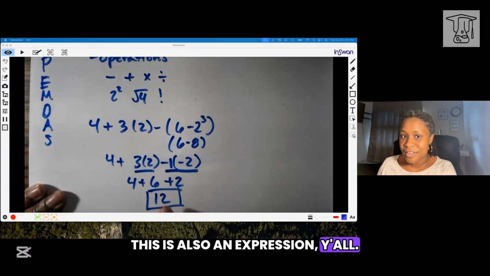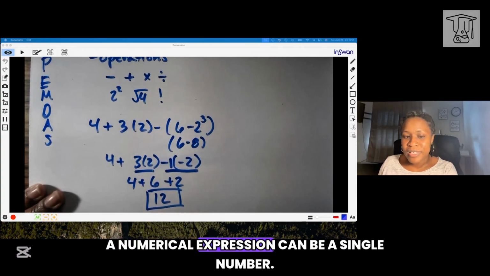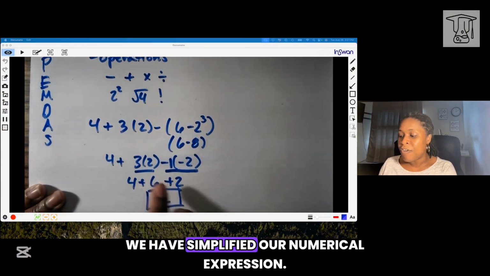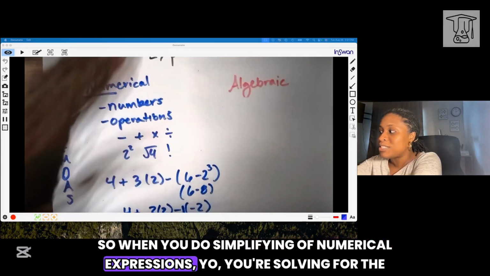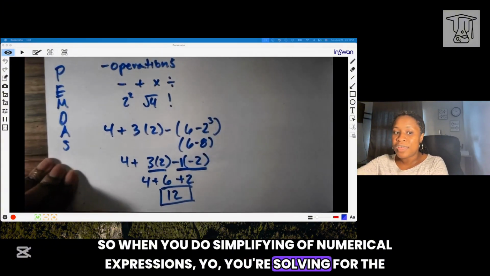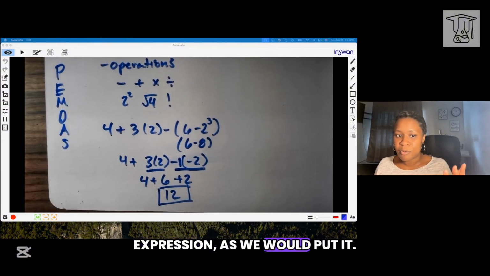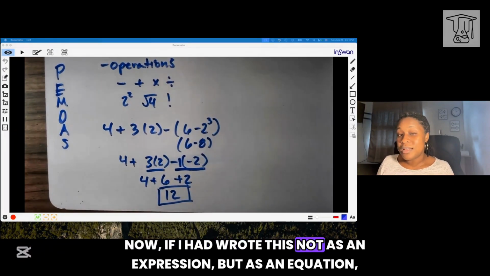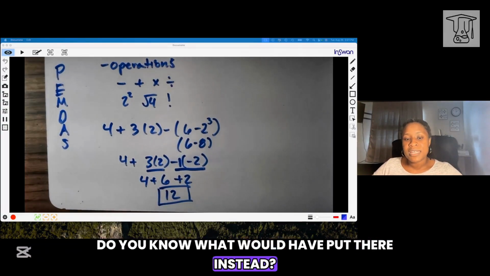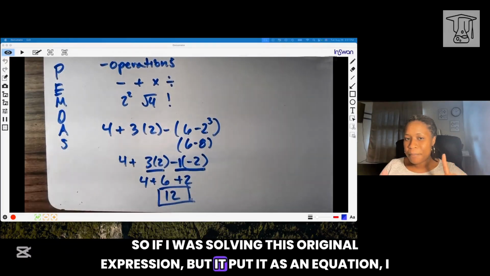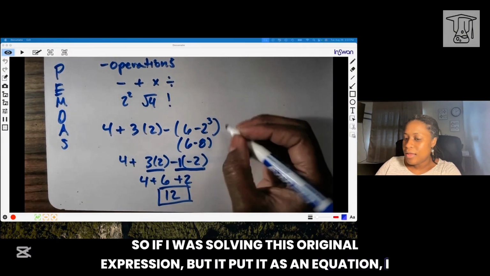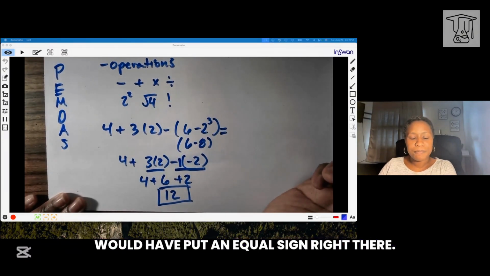This is also an expression, y'all. A numerical expression can be a single number. And so that's what we have done. We have simplified our numerical expression. So when you do simplifying of numerical expressions, you're solving for the expression, as we would put it. Now, if I had written this not as an expression, but as an equation, do you know what I would have put there instead? I would have put an equal sign right there.